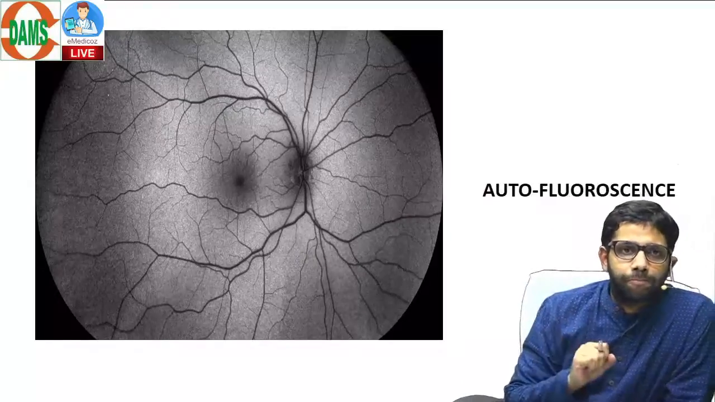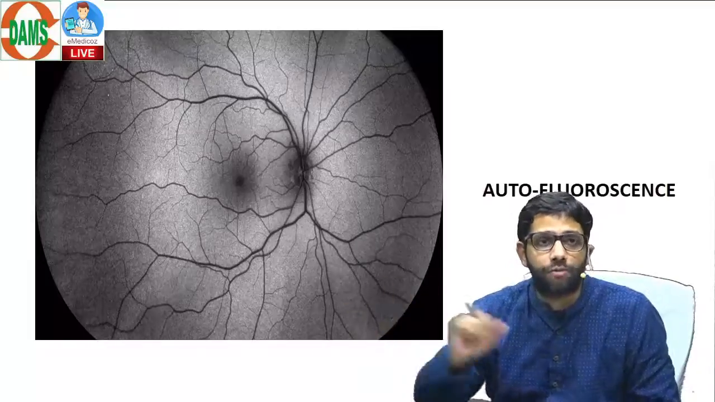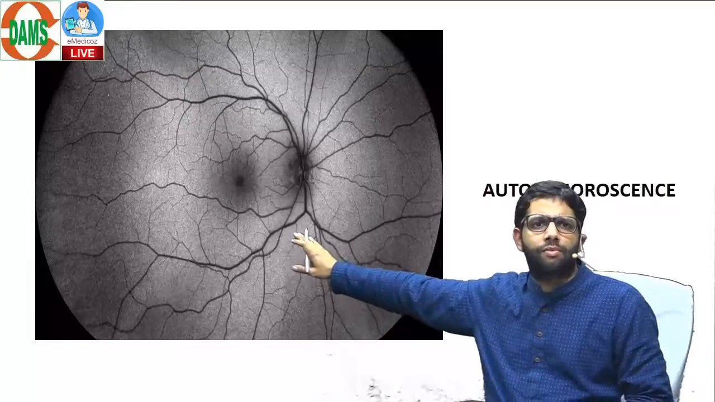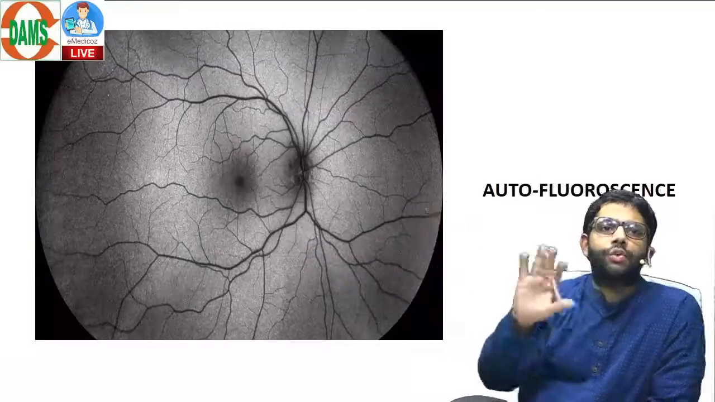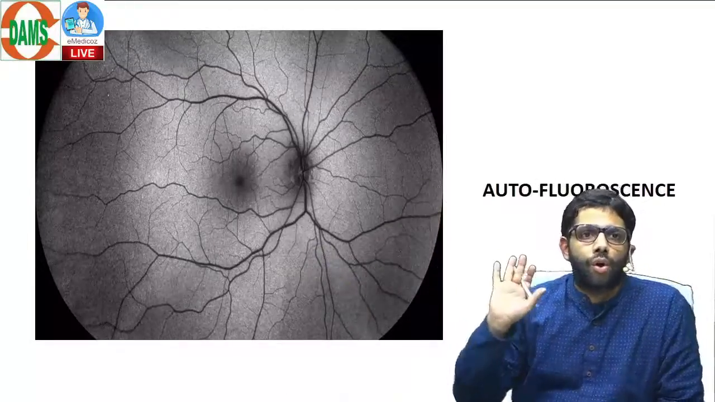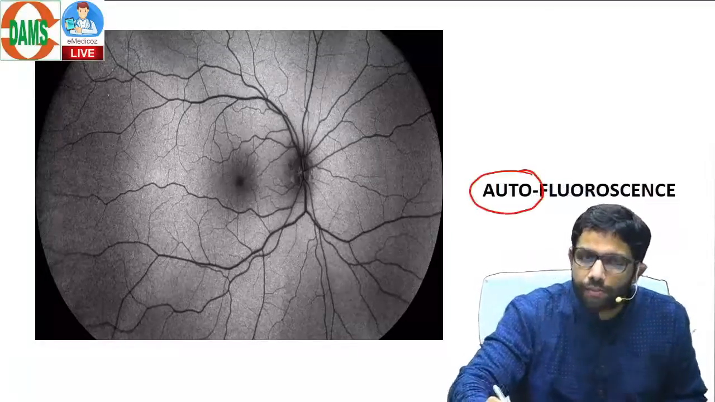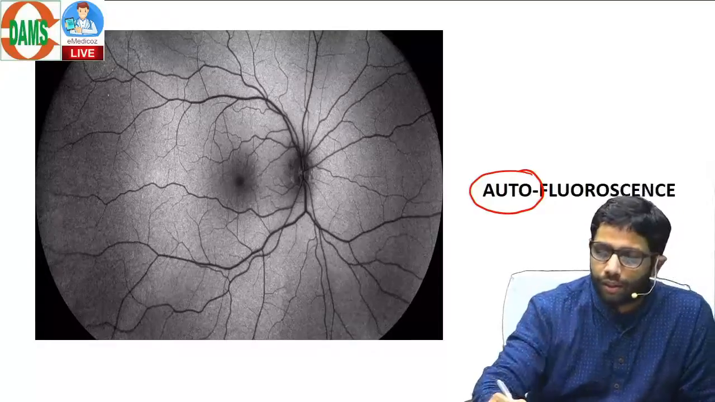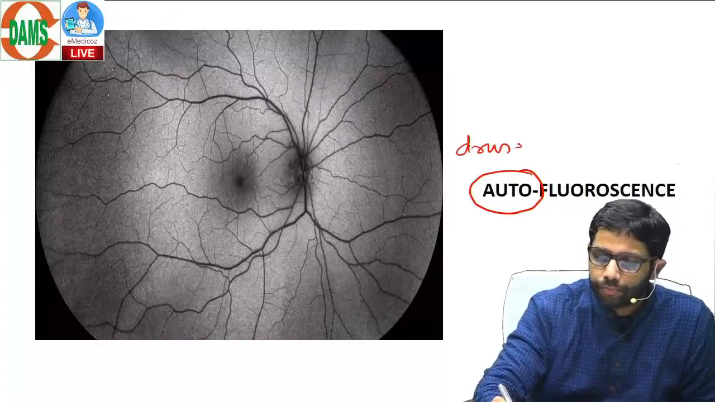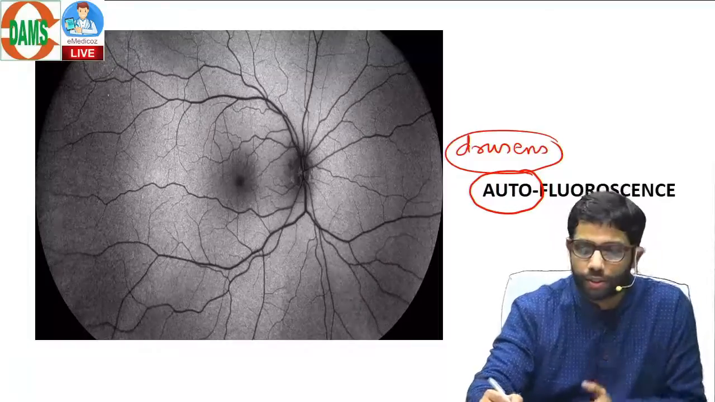autofluorescence. How to differentiate autofluorescence from angiography? See the vessels. If the vessels have dye, it is angiography. You are using a dye. Autofluorescence, you are not using any dye. Autofluorescence is used in some conditions which themselves, auto, have a property of fluorescence. Two, you should know, drusen's deposition in the retina have a property of autofluorescence.